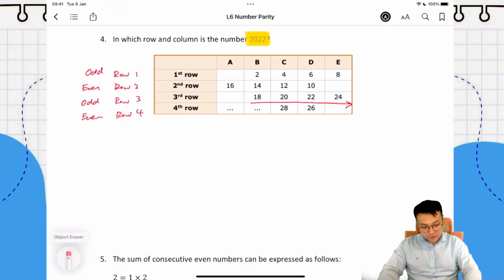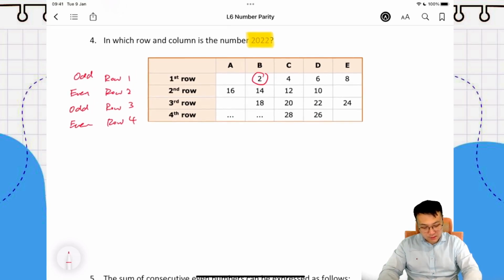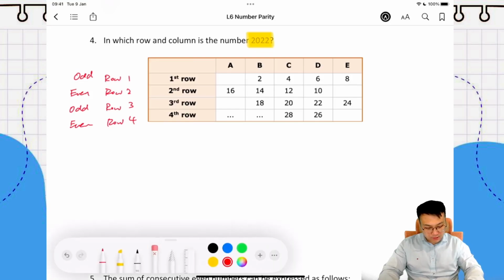Now, for the odd numbered rows, which column do you start from? They always start from which column? B. Okay, students, look. In the odd numbered rows, they always start from column B, and in the even numbered rows, they always start in D. Very good.